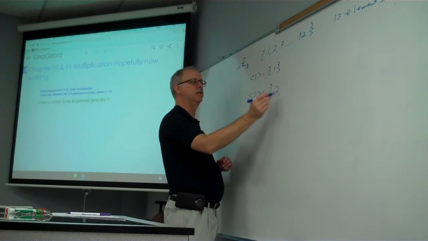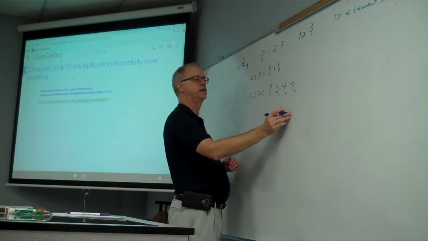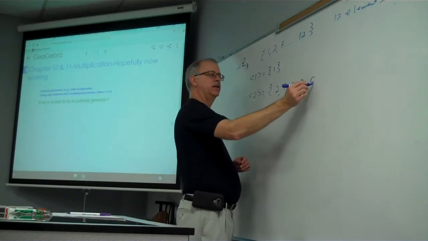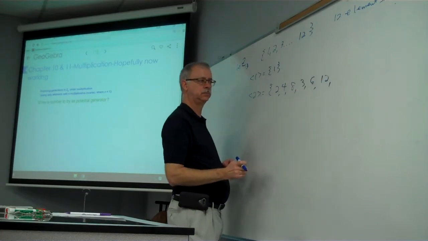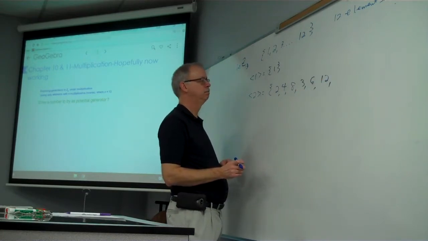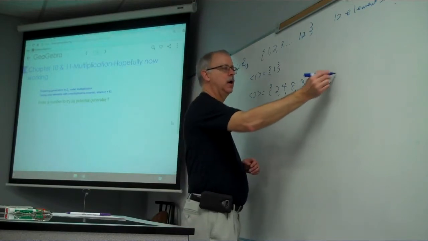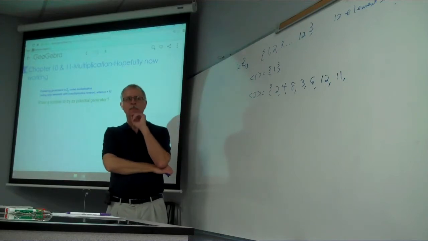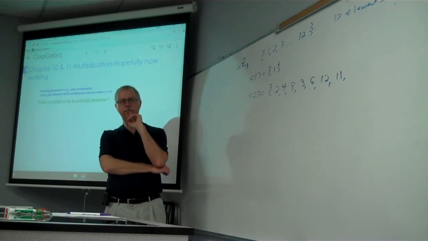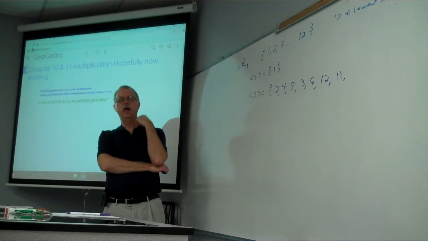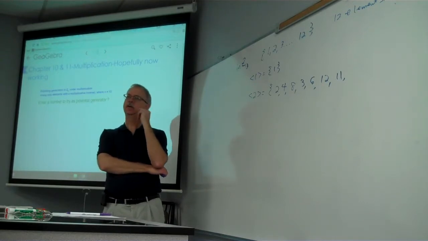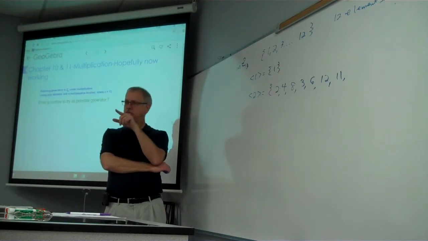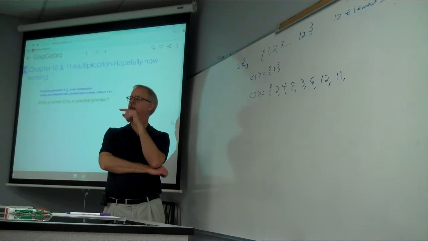So 2 times 2 is what? 4, 8, 16, otherwise known as 3, 6, 12, 24, otherwise known as 11. And I'm going to stop here. My claim would be, at this point, I know I'm going to get everything. Anybody? I heard somebody agree. So why do you think I know that at this point?